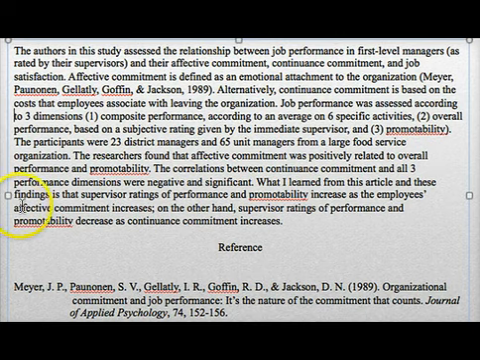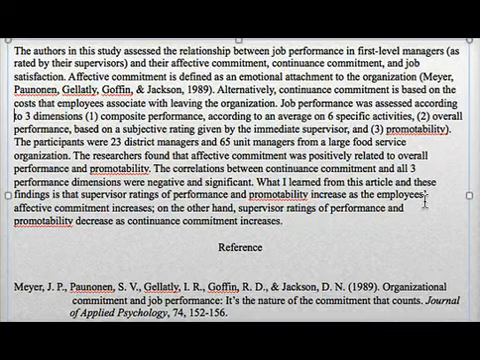What I learned from this article and these findings is that supervisor ratings of performance and promotability increase as the employee's effective commitment increases. On the other hand, supervisor ratings of performance and promotability decrease as continuous commitments increases. So yeah, they sort of summarize in their last sentence what they learned, or what you learned from that article. So you can do the same, follow a kind of similar layout when you're doing your article summary.